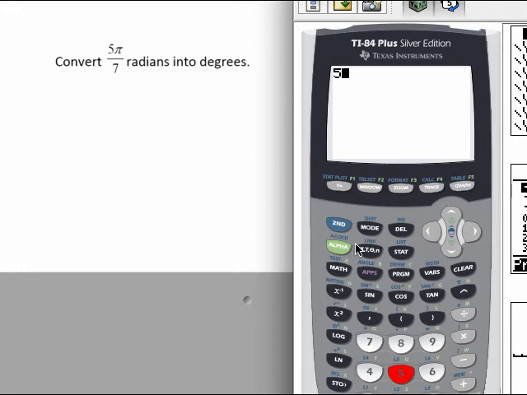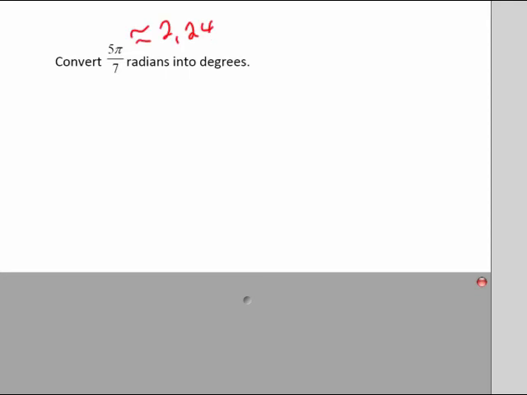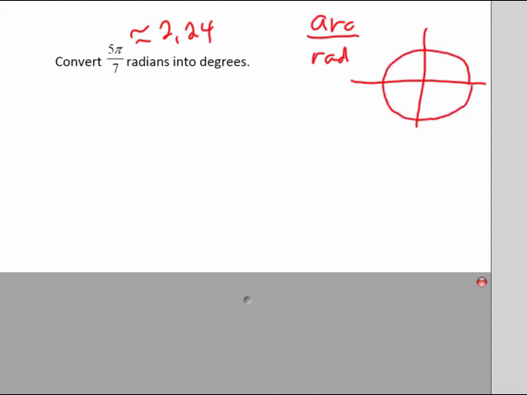Alright, I'm asked here to convert 5 pi over 7 radians into degrees. Now, just to talk a little bit about what this all means along the way, other than just doing the question. If I type in 5 pi over 7, as a decimal, that's 2.24 radians. And just as a reminder, a radian is the arc length divided by the radius of the circle. So if I had a circle, and I'm going to pretend for a moment that the radius of my circle is 1. If the radius is 1, then the number of radians I have is the length of the arc. So basically my arc length is going to be 2.24 times the size of my radius.